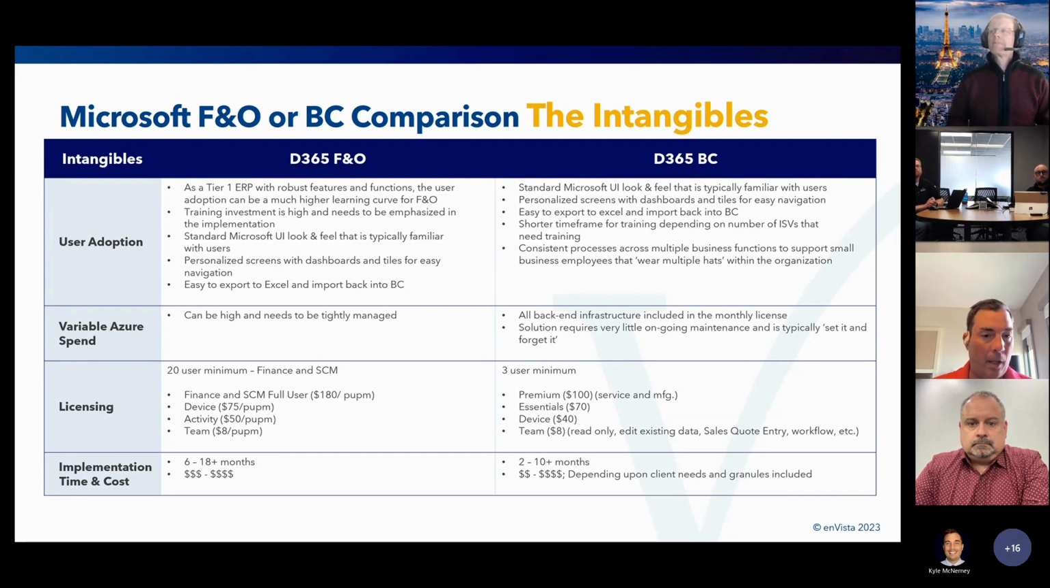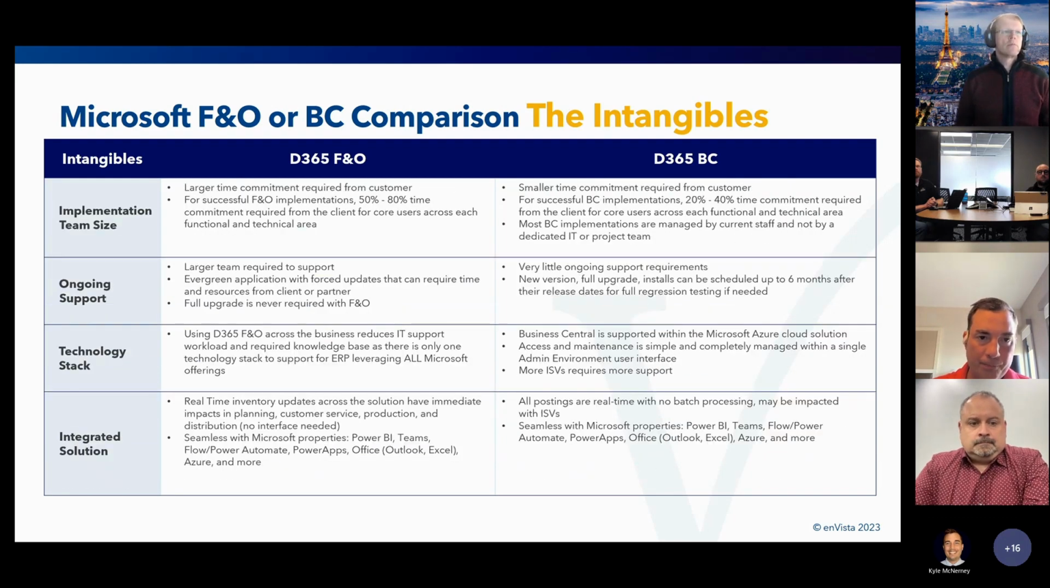Yep. And we'll get a little bit into warehousing with your scanners and wearables and things like that, because I want to get deeper into some of the sections here. From a team size standpoint, we typically see a much larger implementation team required from the customer. We typically ask for about 50 to 80% of their time, and that's for a successful implementation in F&O because it's their system at the end of the day. And so we want the customer to be highly involved there.